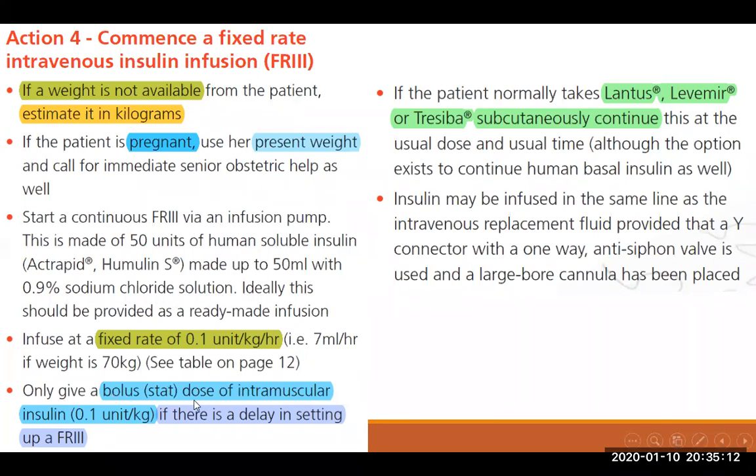We only give a bolus dose of intramuscular insulin 0.1 if there is a delay in setting up the fixed rate intravenous insulin infusion. For example, if our patient is collapsing and we can have only one intravenous access, we can give a bolus dose of intramuscular insulin 0.1. And of course, it is very important in these guidelines: if the patient is already on Lantus or Levemir or Tresiba, we can continue his basal insulin as it is, and this will actually decrease the rate of insulin infusion.